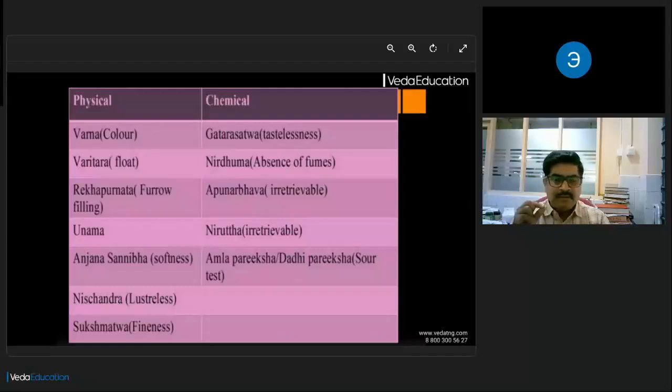There are some tests like furrow filling, where we take one pinch of this Bhasma and rub it like this between the fingers. If it completely fills the furrows of our fingers, that indicates the smallness, or the fineness, of the particles. That is a typical test we are using.